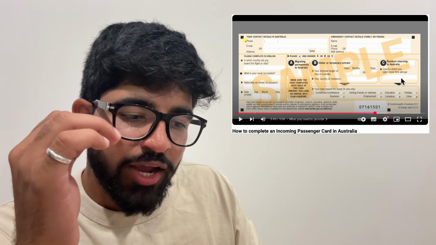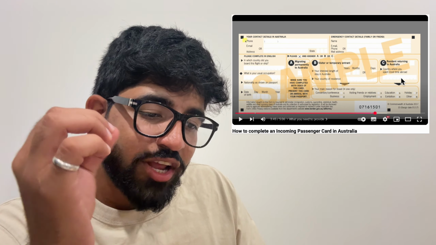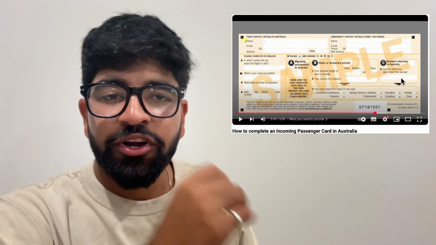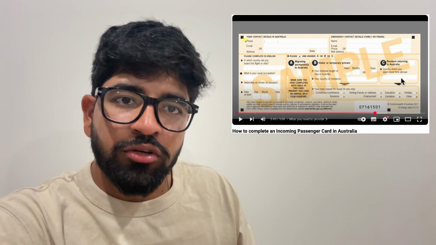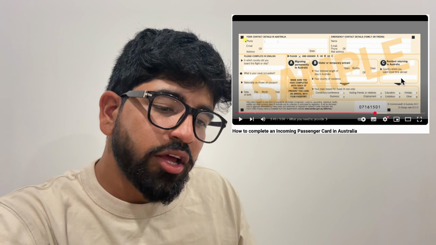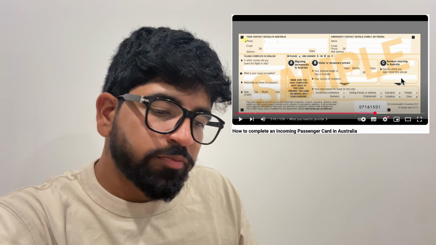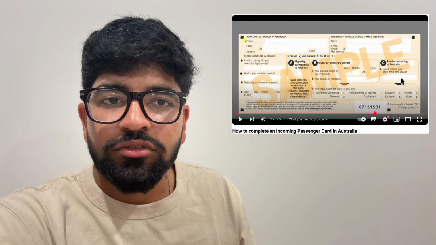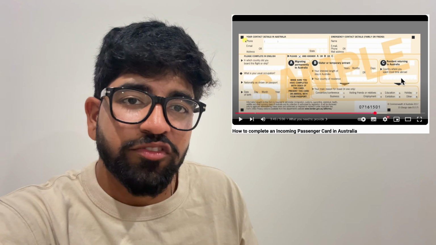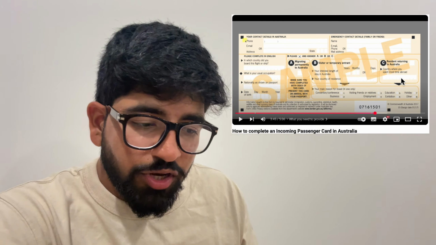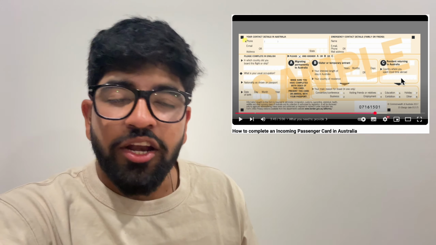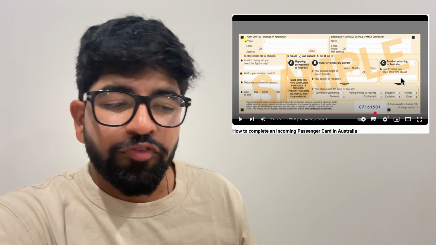All right, coming onto the back side, your contact details in Australia. Obviously, you wouldn't have an Aussie phone number while you're filling this card. So just fill in your home country's number. So if it's India, +91. If it's any other country, fill in that region's code. Email is your normal email, and address again, same as the front side.